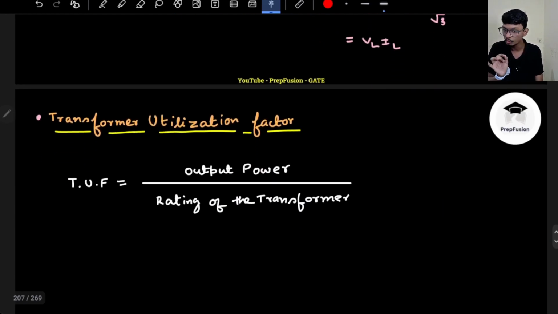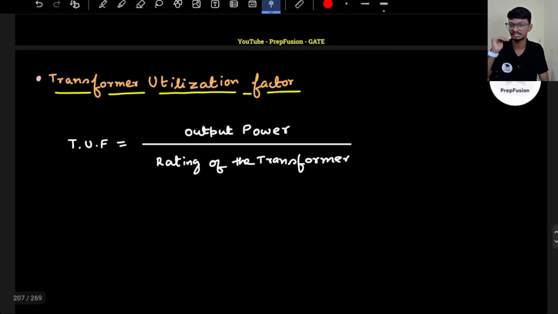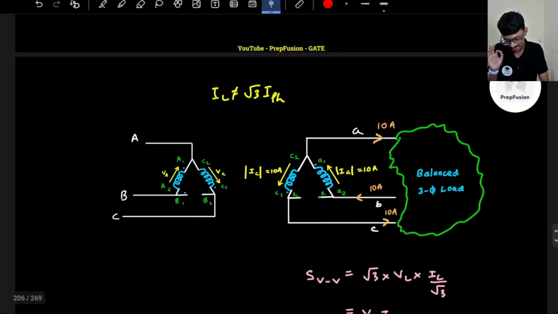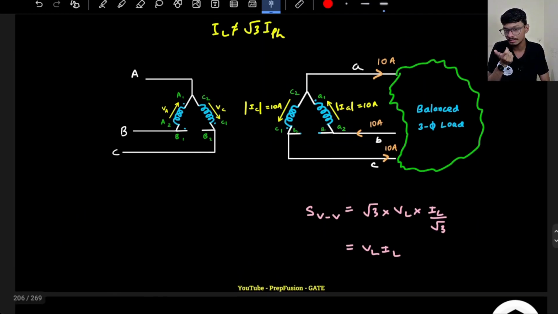So there is one more term known as transformer utilization factor. What is transformer utilization factor? It is basically the output power divided by the rating of the transformer. In this case, I am not able to utilize the transformer fully. Why am I not able to utilize the transformer fully? Because what is the rating of the transformer? Here two phases are there, right?